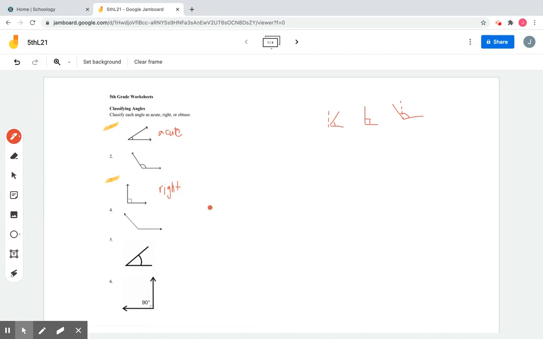Oh, and let's do number 2 together. For number 2, we're going to say that this is 90 degrees. And this is greater than 90 degrees, right? So this will be obtuse. Sorry for my writing.